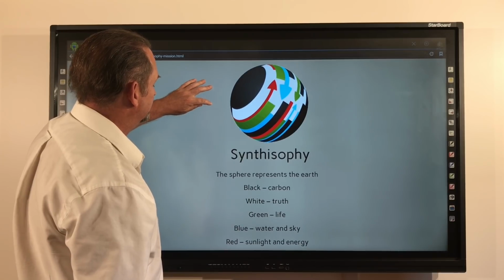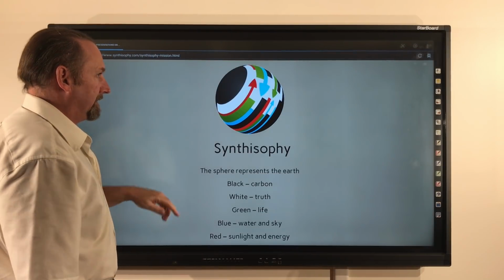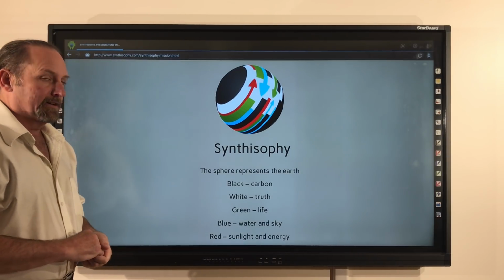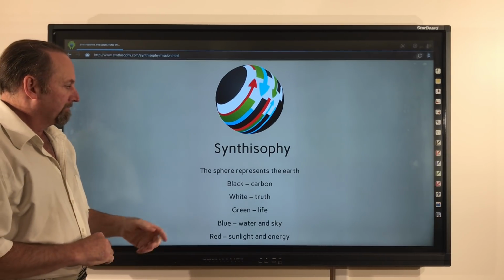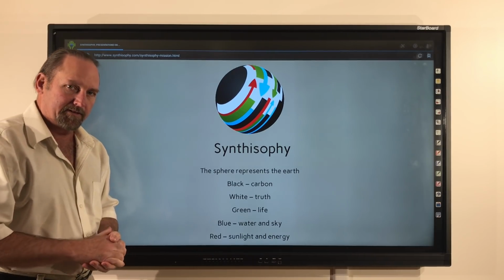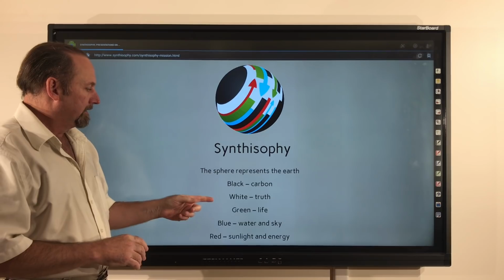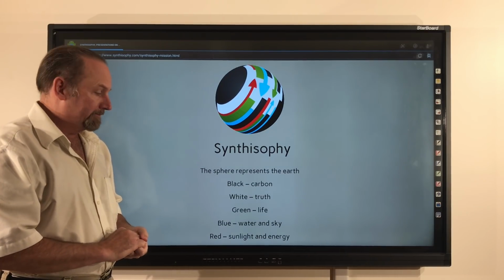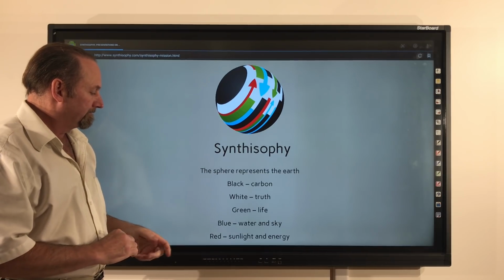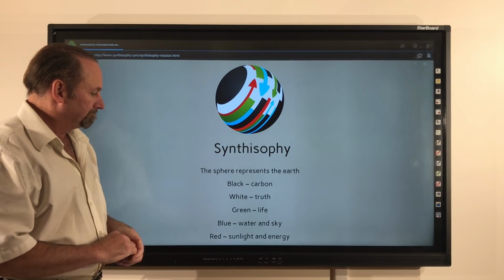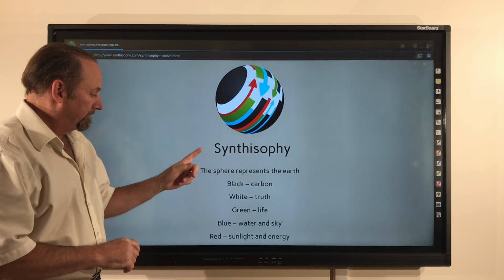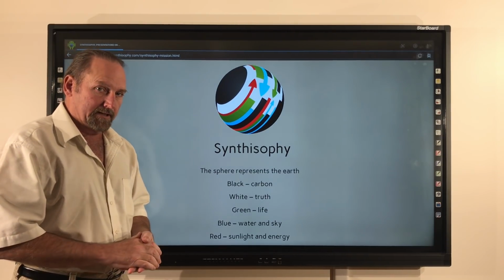Here's the symbol. In this symbol, the sphere represents the earth. Black represents carbon. Carbon is considered the living atom. White represents truth. Green represents life. Blue represents water and sky. And the red represents sunlight and energy.